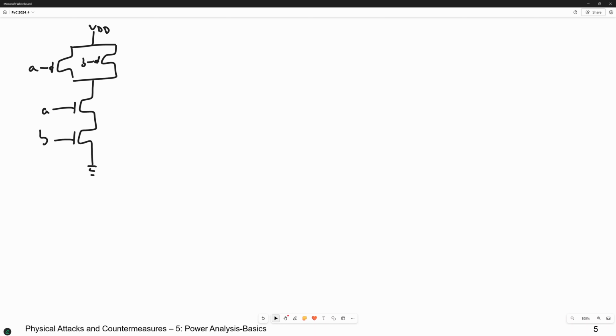Now let's consider A equals 0 and B equals 0. What happens, as I already drew, is that these two, the PMOS transistors, are conducting. And these two transistors are not conducting, but as we said, there is a small current passing through them.